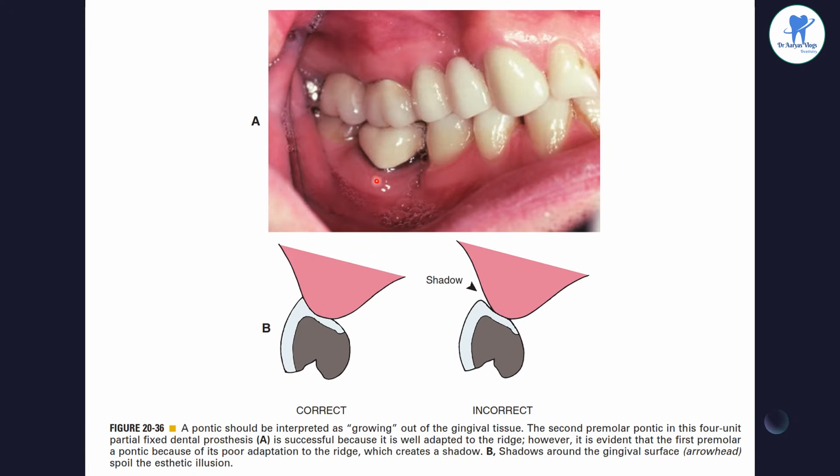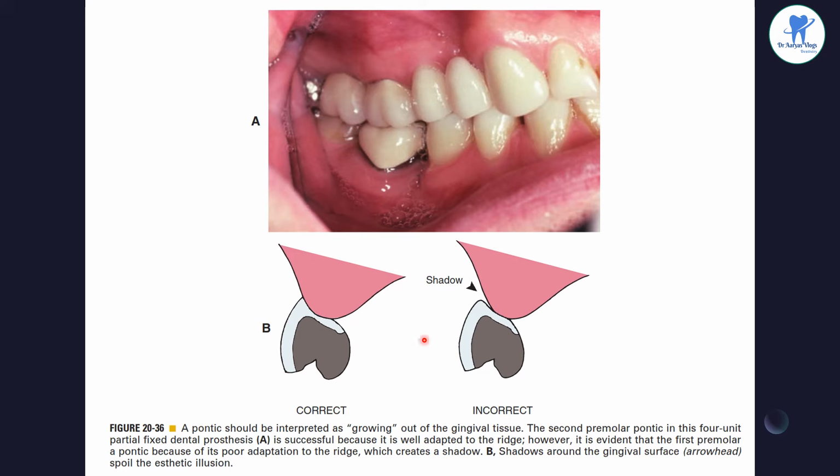Here, the pontic should be interpreted as growing out of the gingival tissue. Here, the second premolar pontic in this 4-unit partial FDP is successful because it is well adapted to the ridge. However, it is evident that the first premolar pontic, because of its poor adaptation to the ridge, creates a shadow. And this shadow around the gingival surface spoils the aesthetic illusion.